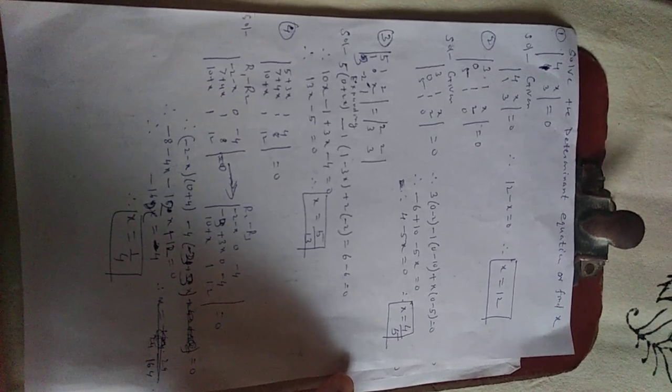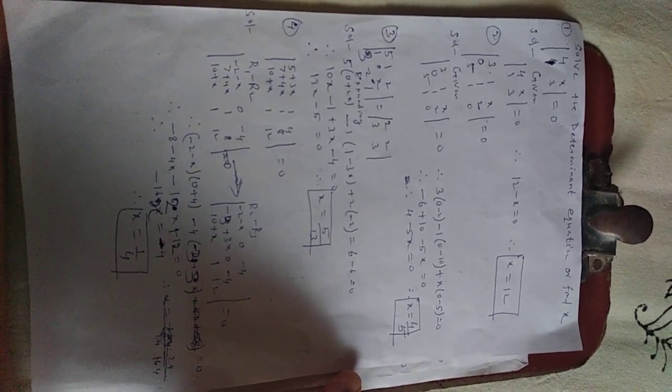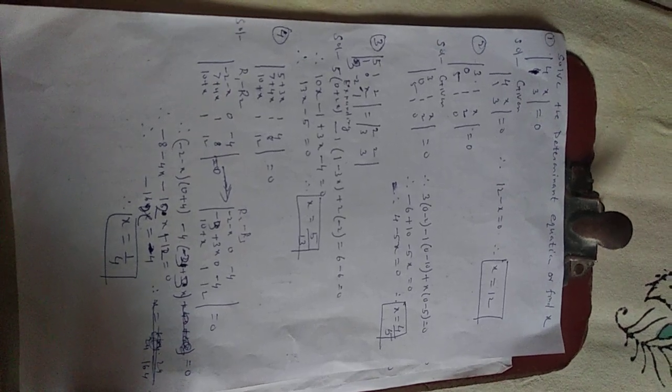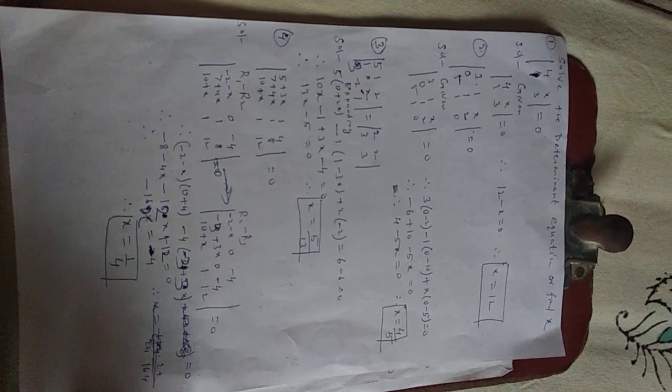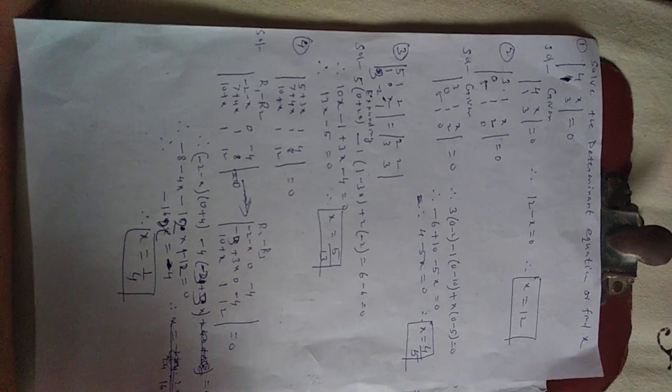Second one is 31x 0 1 2 5 1 0 is equal to 0. So again take the given thing, then expand the determinant on LHS. So 3 into 0 minus 2 minus 1 into 0 minus 10 plus x into 0 minus 5 is equal to 0. So just multiply, open the brackets, etc. And the answer comes out to be 4 by 5.